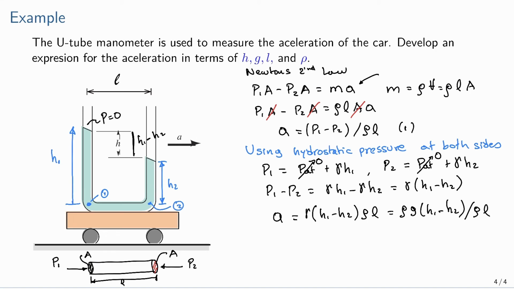So we can cancel a few things. This rho is cancelled and we'll replace this by H. So we have that the acceleration is equal to the gravity multiplied by H and divided by L. So this is our accelerometer. We can measure the acceleration by looking at H, this distance, and multiplying by the gravity and dividing by L, which is this distance.